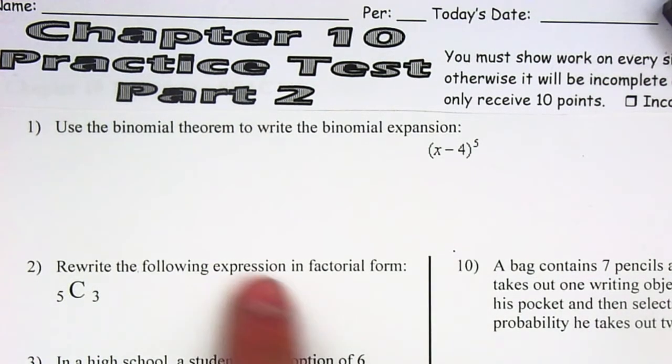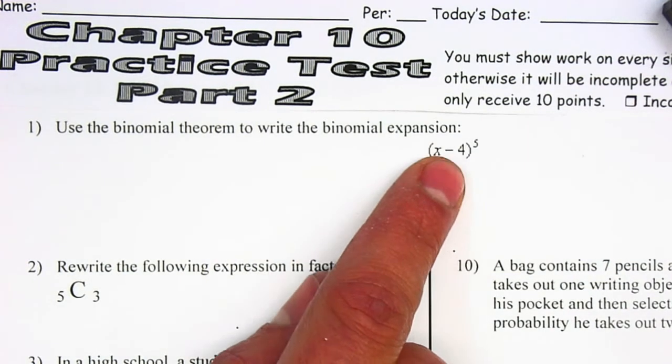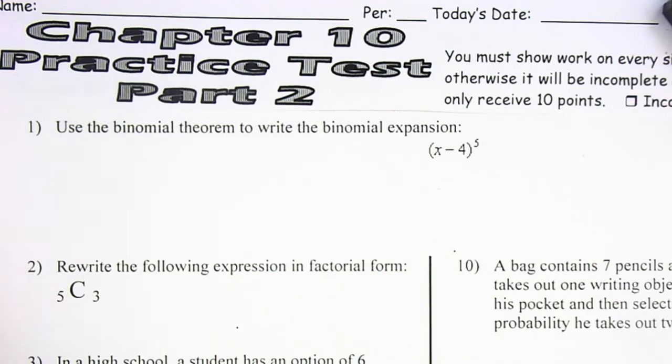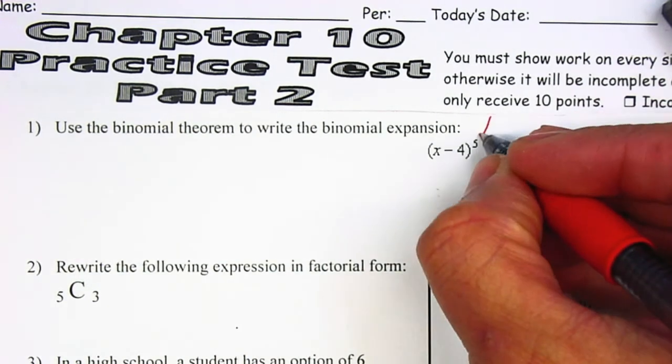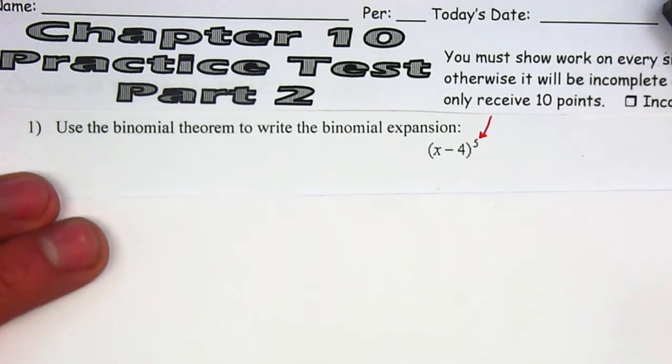On number one, we have: use the binomial theorem to write the binomial expansion of (x minus 4) to the fifth power. This is to the fifth power, so we need to use Pascal's triangle to find the fifth row. I'm doing it here instead of on a separate piece of paper.